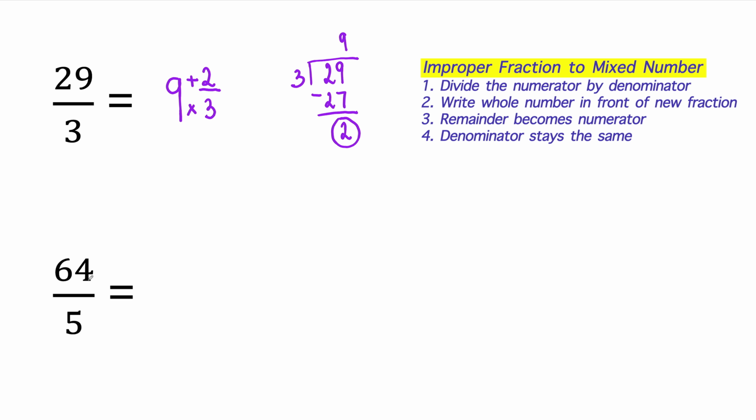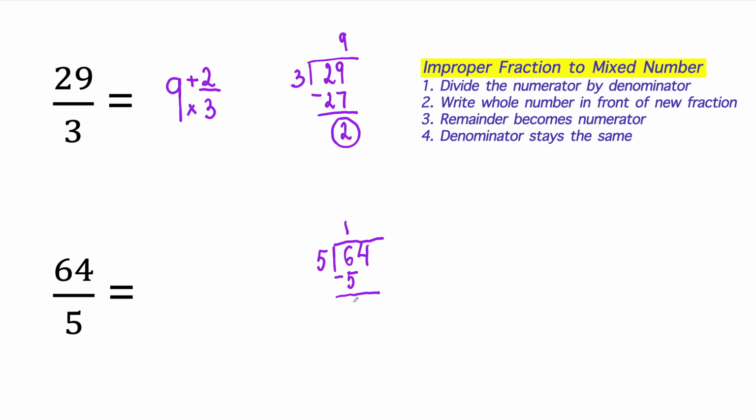Here we have 64 over 5. We are changing it into a mixed number. This bar means division, so divide 64 by 5. Very good. How many times does 5 go into 6? 1 time. 1 times 5 is 5, so subtract 5.